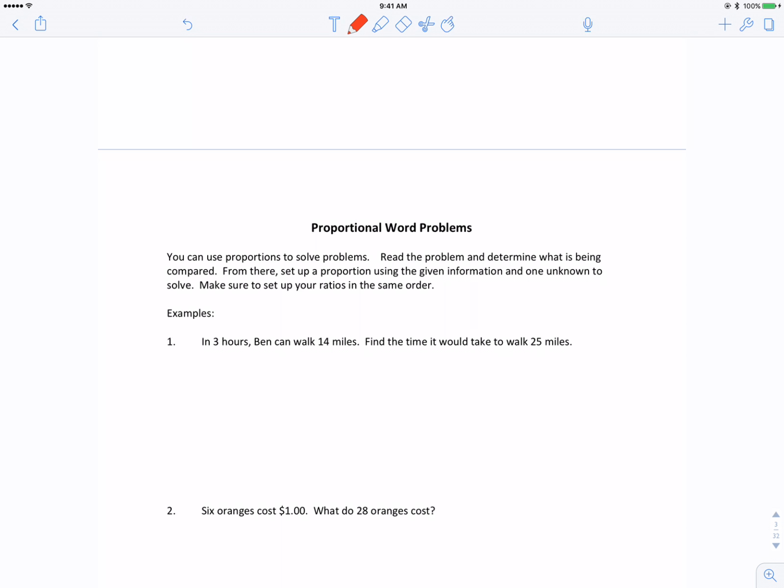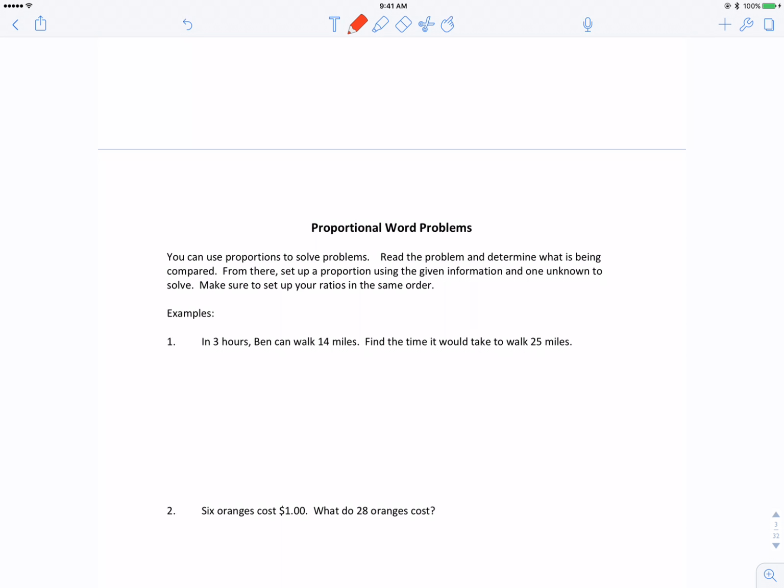Okay, now at this point you should have completed the proportion problems and checked them over with a partner. And what I want to do now is go on to the lesson of solving word problems that involve proportions. So you can use proportions to solve word problems if we're comparing things. You want to read the problem, determine what is being compared. From there, we set up a proportion using the given information and one unknown to solve.